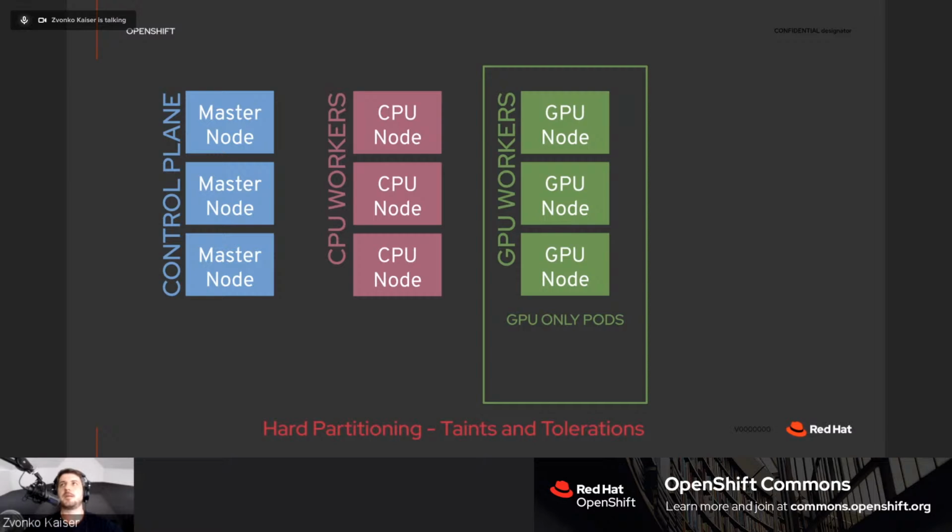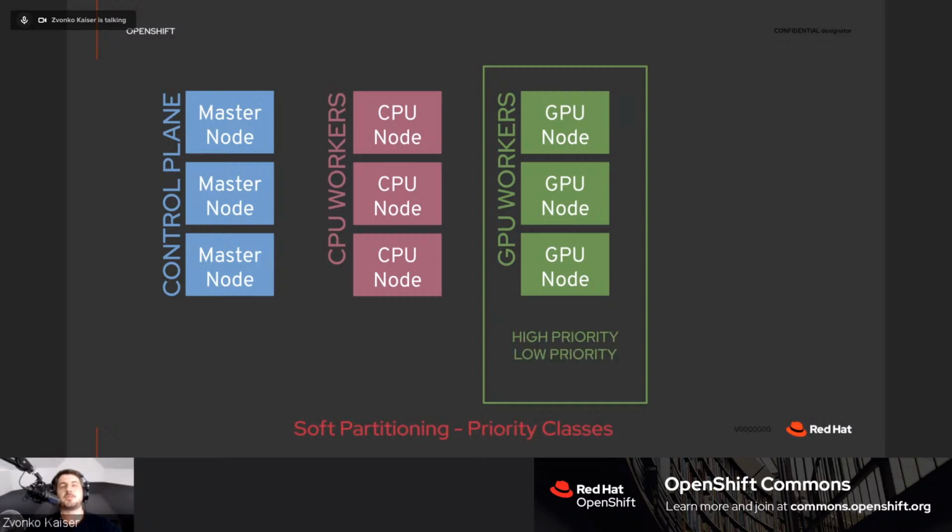Before I mentioned hard and soft partitioning. What we mean in hard soft partitioning is hard partitioning is taints and tolerations. So SRO is able to automatically auto-taint the GPU nodes with the extended resource. What we want to prevent with taints is that we only schedule GPU-only pods on the GPU nodes without having any CPU nodes interacting with our GPU nodes.